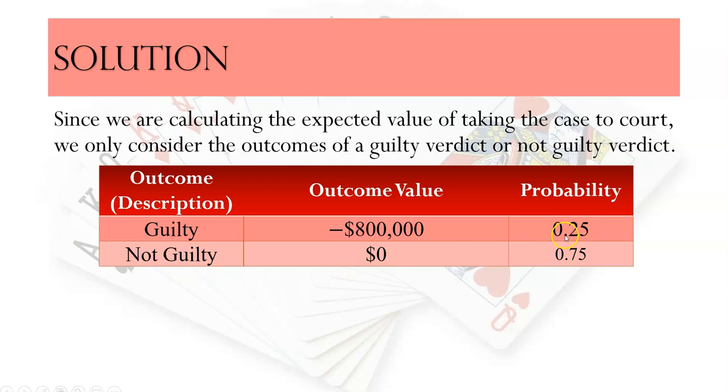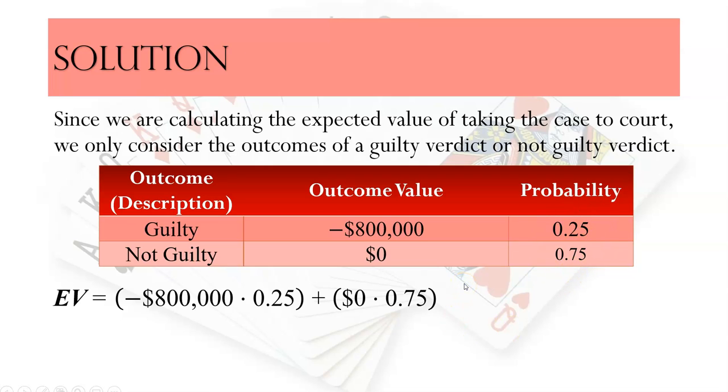And the probability was given to us as 0.75, which means the other one must be 0.25, so that this adds up to 1. Next, I multiplied that together, the value times the probability plus the other value times its probability, and I got an expected value of negative $200,000. So what it's telling you is, based on probability, this is what you could expect to lose.